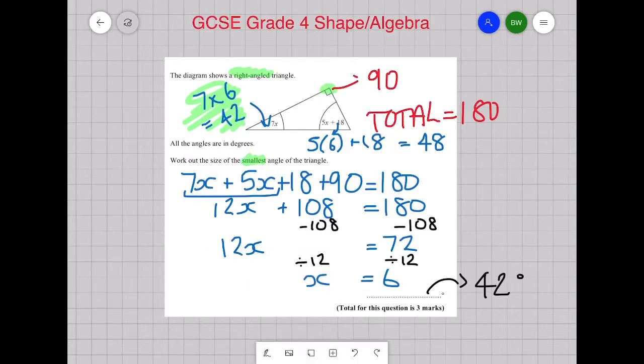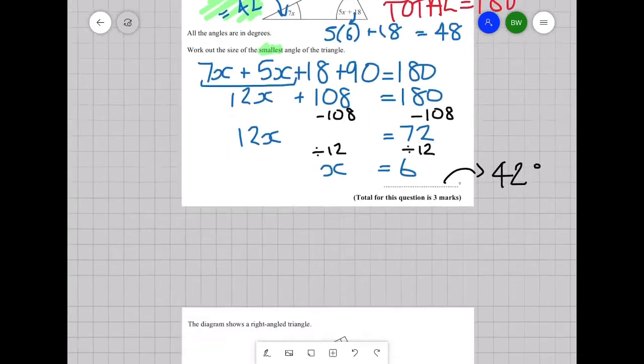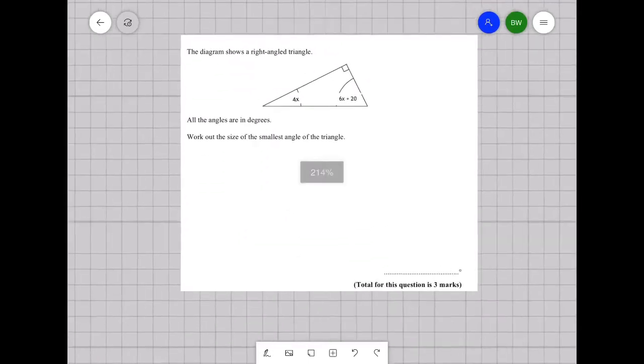Can you use that example to answer this question here? So pause the video and answer this question.